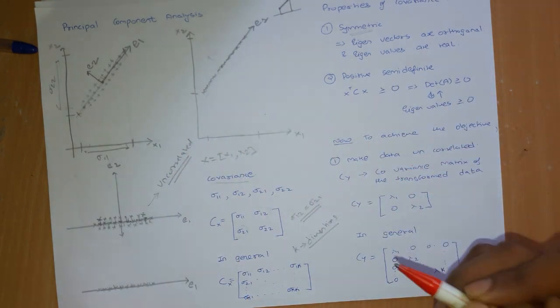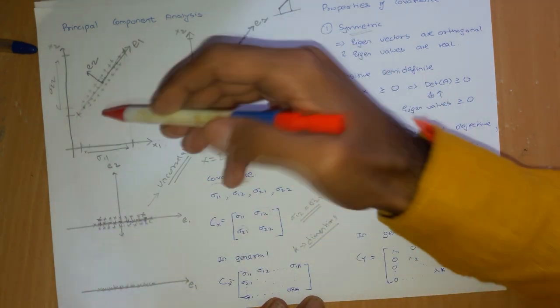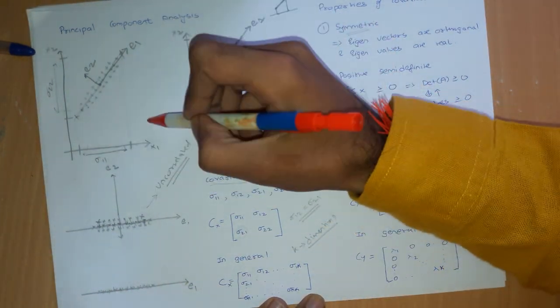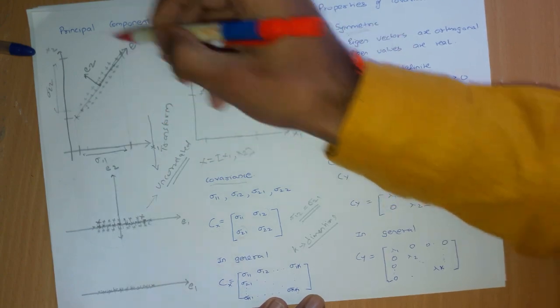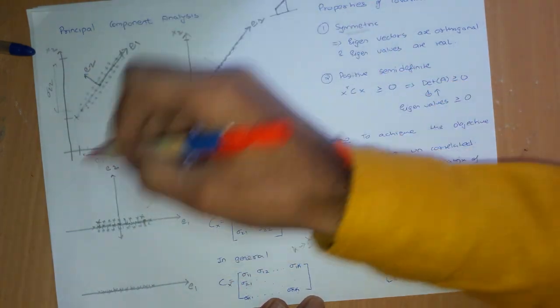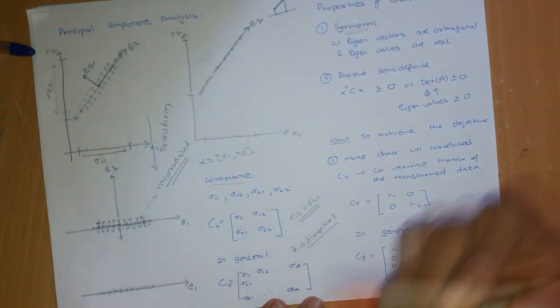So this is the other major thing: we need one vector space, or we need a transformation. So we have to transform this particular space to this space such that our data becomes uncorrelated. That is what we have to do.